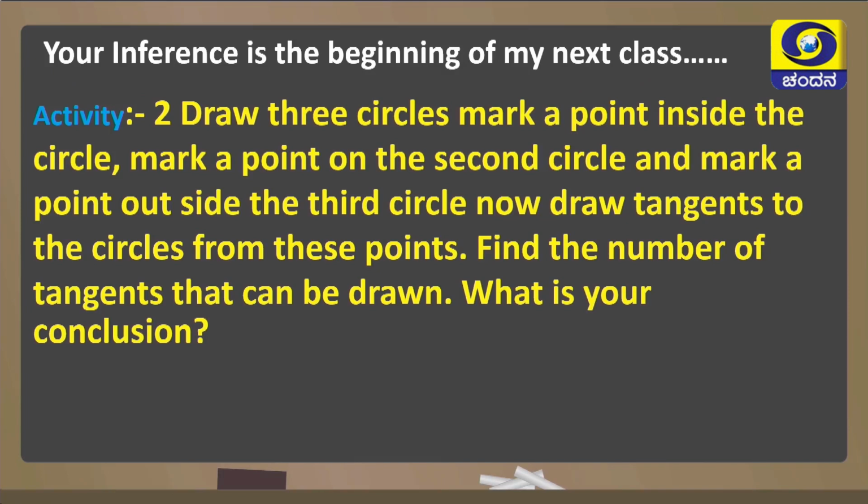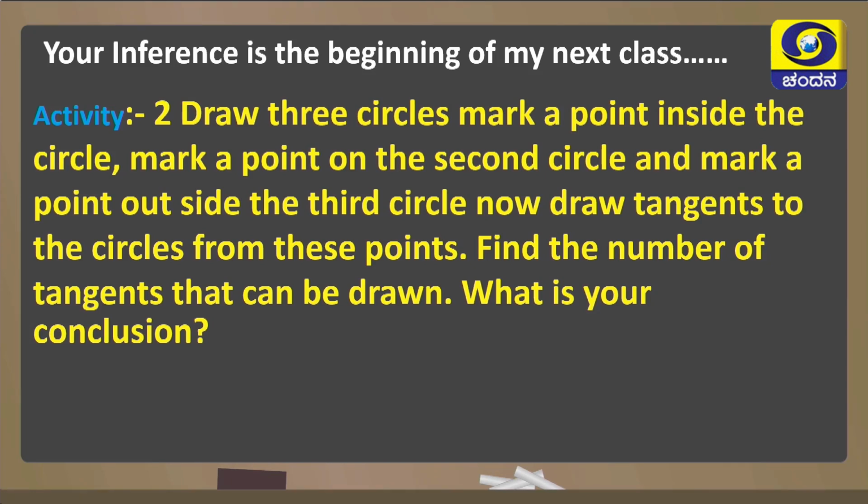You have to draw 3 circles. Mark a point inside the circle. For the first circle, you have to mark the point inside, that is, in the interior region. Mark a point on the second circle. So, you have to mark the point on the circle, that means on the circumference, and mark a point outside the third circle, that means in the exterior region of the circle.